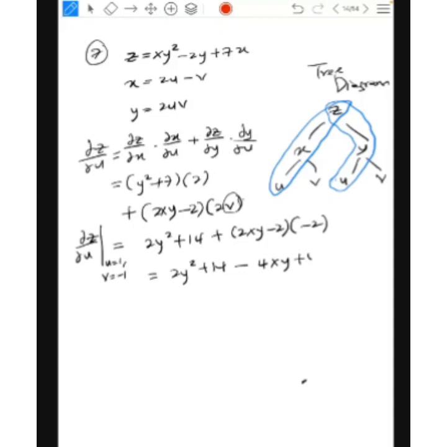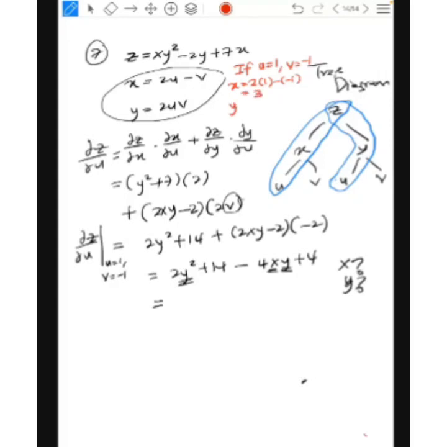Is this your final answer? No. You still have to find x and y. How to find x and y? You have to substitute the values. If u equals 1 and v equals negative 1, then x equals 2 times 1 minus negative 1, which is 3. And y equals 2 times 1 times negative 1, which is negative 2.